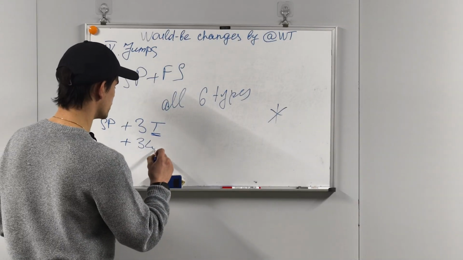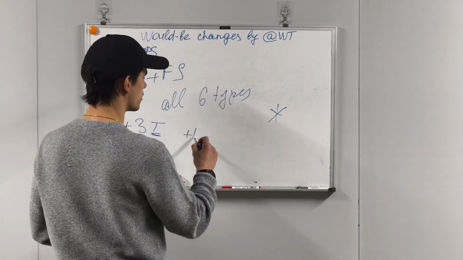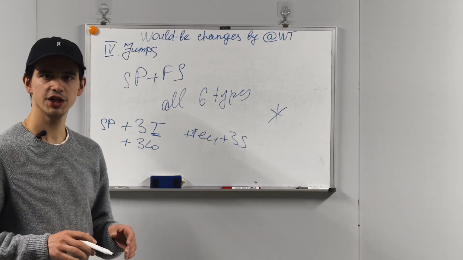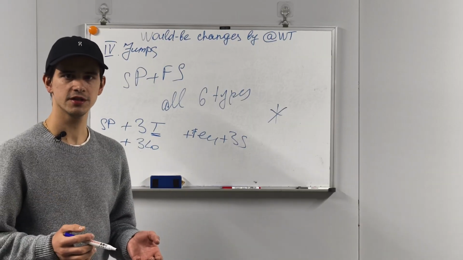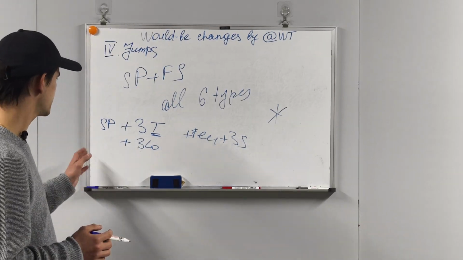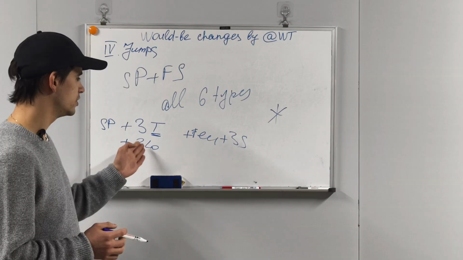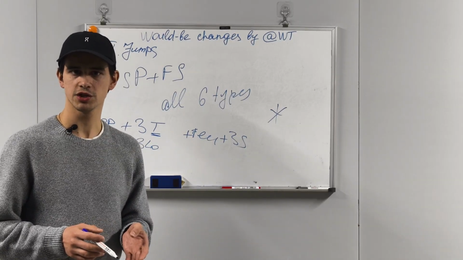For example, with a triple loop or with Euler triple axel, it will add more difficulty and will make skaters be able to do any jump combinations.